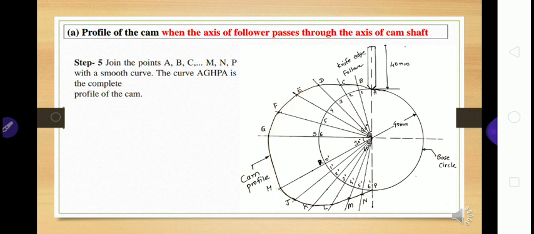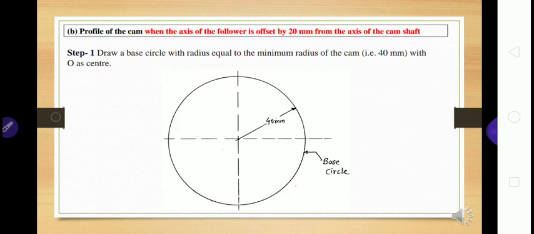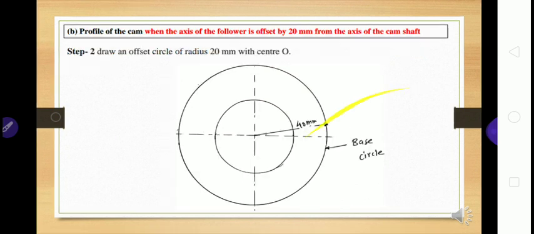Remember this. This we have drawn as a cam profile when the axis of the follower passes through the axis of the camshaft. Secondly, we have to draw the cam profile when the axis of the follower is offset by 20 mm from the axis of the camshaft. Again, the first step is to draw the base circle with the minimum radius of the cam, and here the minimum radius of the cam, that is the base circle radius, is given as 40 mm. We have drawn a base circle of radius 40 mm.